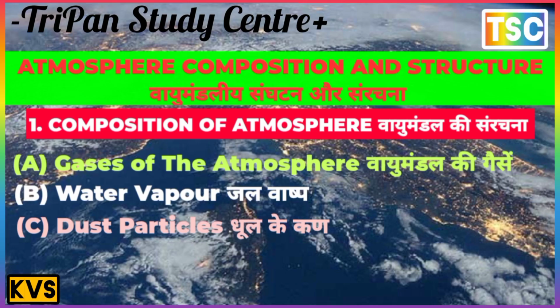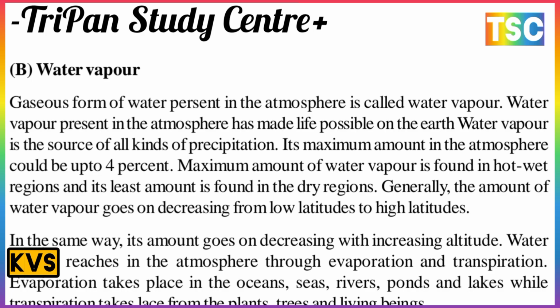Next, water vapor. The gaseous form of water present in the atmosphere is called water vapor. Water vapor present in the atmosphere has made life possible on earth, and it is the source of all kinds of precipitation. Its maximum amount in the atmosphere could be up to 4%.